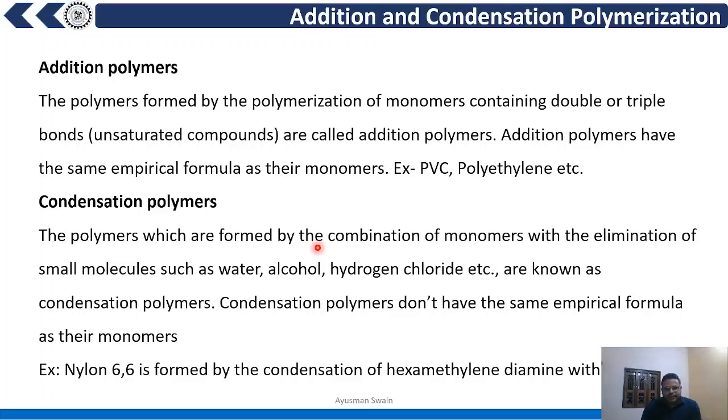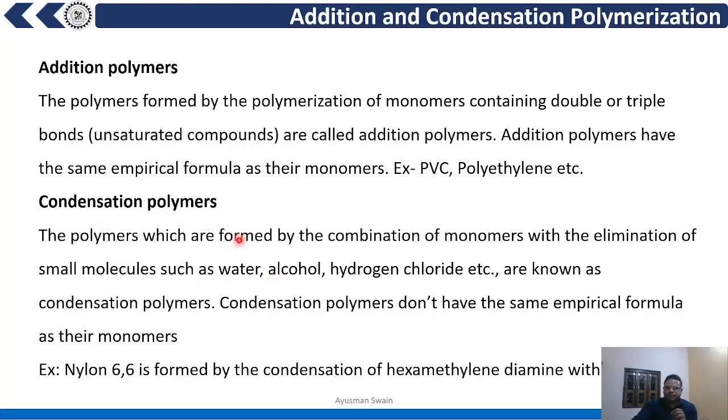Now see again another classification, addition and condensation. I think in our classroom activities, we have done many examples of addition and condensation. Here, briefly we will go through them. In addition polymer, what happens actually? Monomers contain double or triple bonds. These monomers combine in a repeating fashion to make the polymer. Examples are PVC and polyethylene.